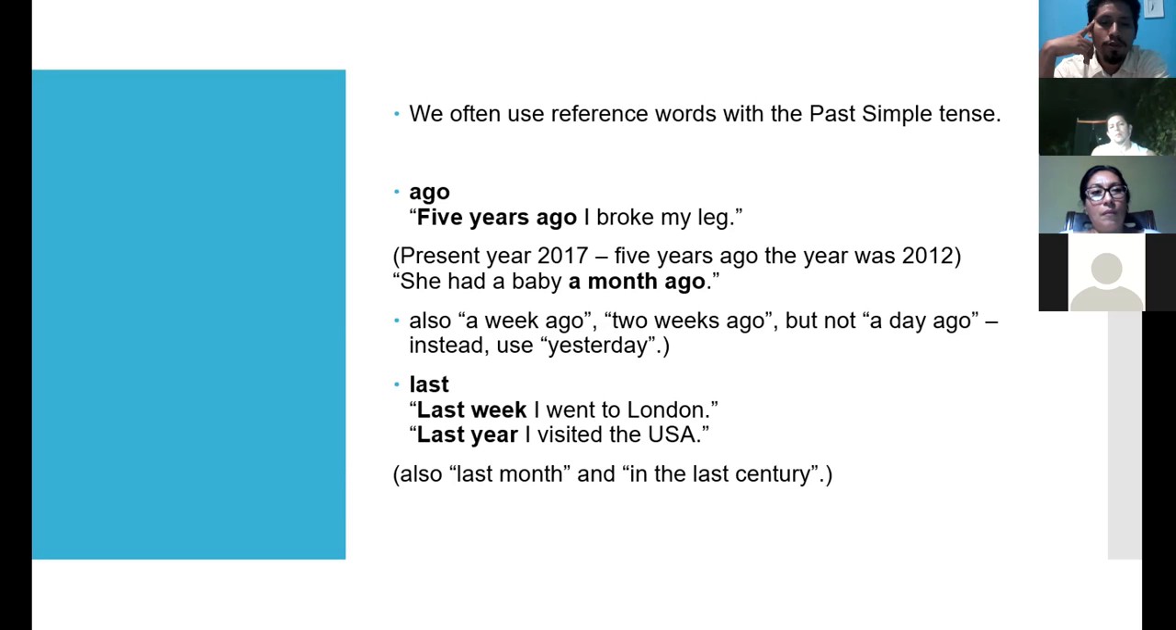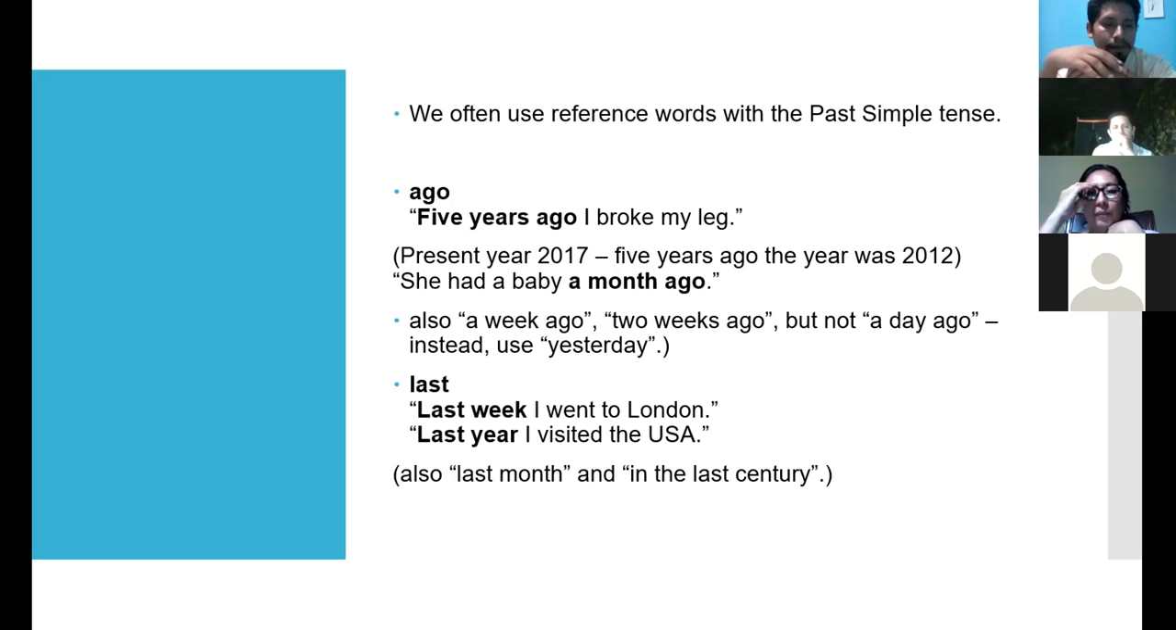And it also says a week ago, 2 weeks ago, but no a day ago, use yesterday instead. This is something important. We can use 2 days ago, 3 days ago, but we cannot use a day ago. Why? Because we have a specific word for it. If we want to say a day ago, we are going to use yesterday. We can't say a day ago because that's incorrect. I don't know if it's clear. Is it clear? Yes? Okay, very good. Excellent, guys.